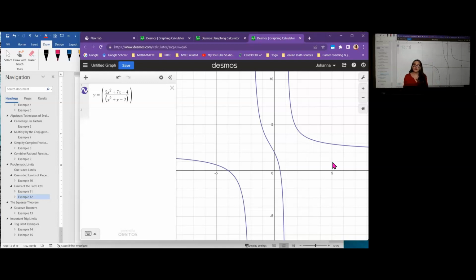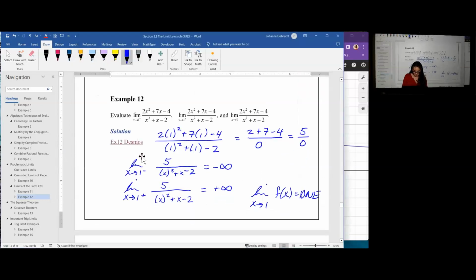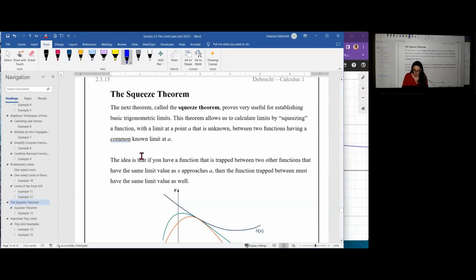We have 2 sections left to discuss. We have the squeeze theorem and some important limits. Let's go ahead and start on the squeeze theorem. The squeeze theorem is a pretty important theorem in calculus, and it will come up more than once in multiple classes. The idea is relatively straightforward.